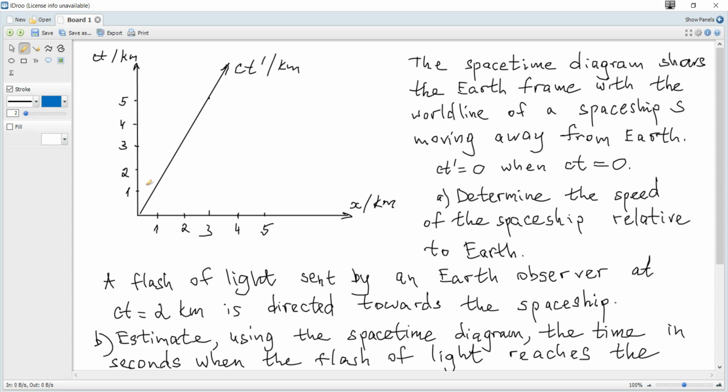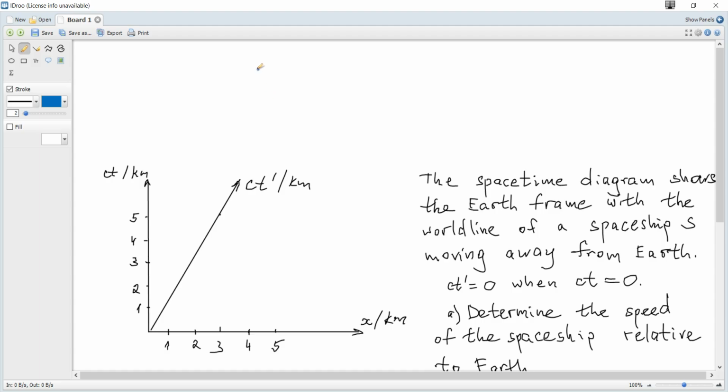The space-time diagram shows the Earth frame with the world line of a spaceship as moving away from Earth. Question 8. Determine the speed of the spaceship relative to Earth. To find the speed of the spaceship, it's the same as to find the speed of the moving reference frame.